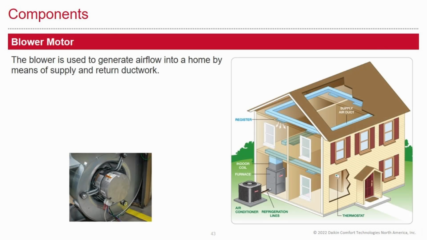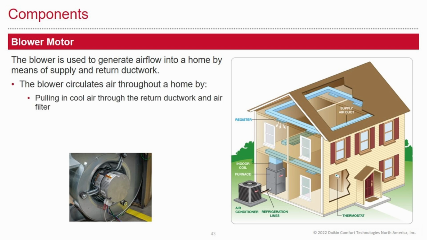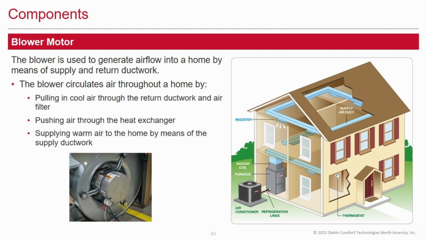Blower motor. The blower is used to generate airflow into a home by means of supply and return air ductwork. The blower circulates air throughout a home by pulling in cool air through the return ductwork and air filter, pushing that air through the heat exchanger, and supplying warm air to the home by means of the supply ductwork.